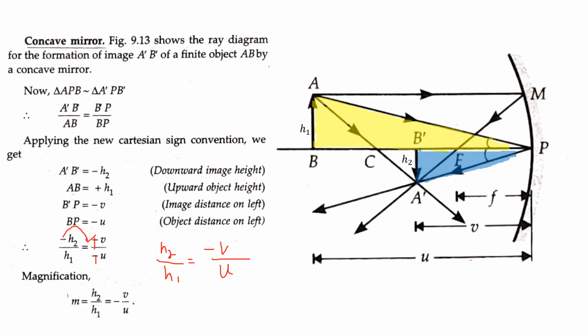Now what is h2 by h1? It is the height of the image by the height of the object, which is known as your linear magnification, m. So this is your linear magnification, h2 by h1, which can be written in terms of object distance and image distance as minus v upon u. So this is the magnification formula.